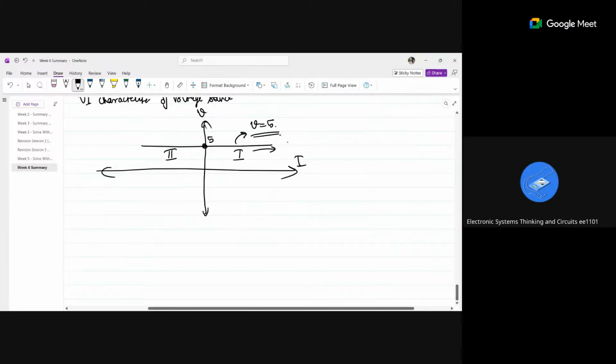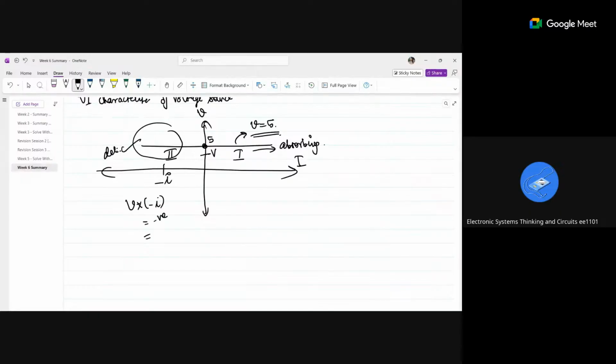In the first quadrant, is it absorbing power or delivering power? Absorbing. In the second quadrant, it is delivering power, because in the second quadrant V is positive and I is negative. V into minus I is a negative value, so it is delivering power.